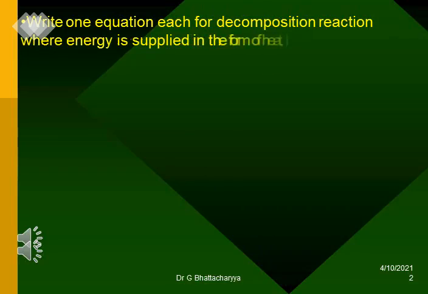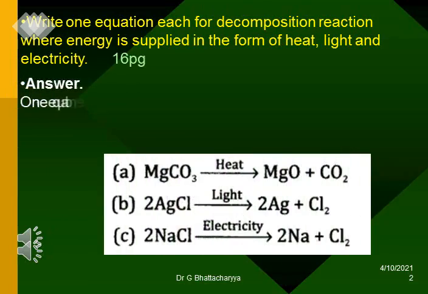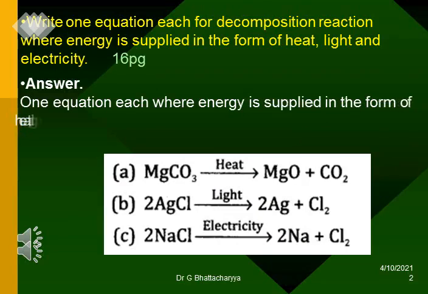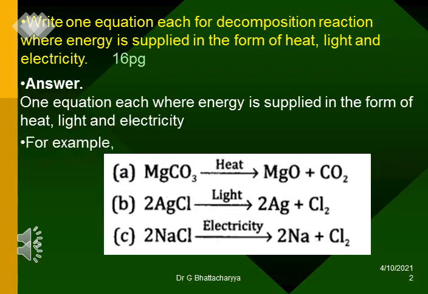Write one equation each for decomposition reaction where energy is supplied in the form of heat, light and electricity. For example, A. MgCO3, heat is given, reacts to make MgO plus CO2. B. 2AgCl in presence of sunlight reacts and makes 2Ag plus Cl2. C. 2NaCl in aqueous solution, electricity is passed, reacts and makes 2Na plus Cl2.